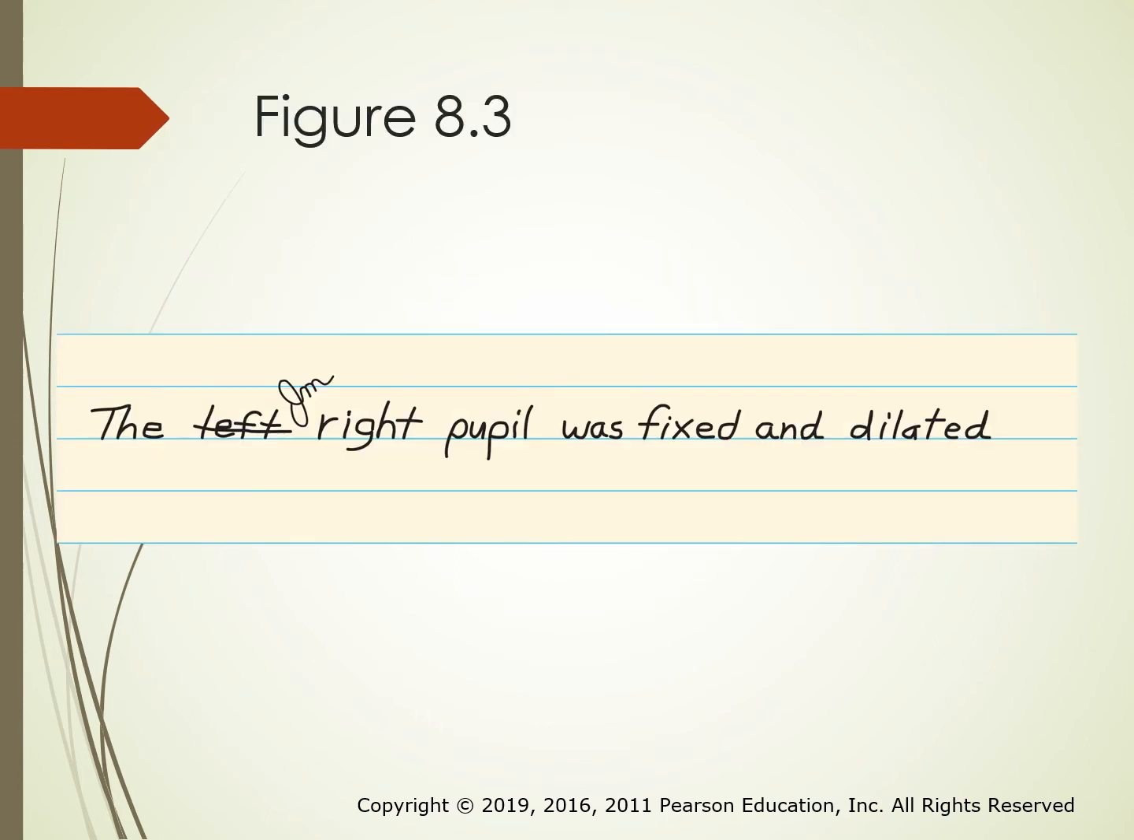Here's a picture of exactly what we're supposed to do on a paper report. You can see he drew one line through it. You can still see what the word said. He initialed it, and then he wrote the correct word next to it.